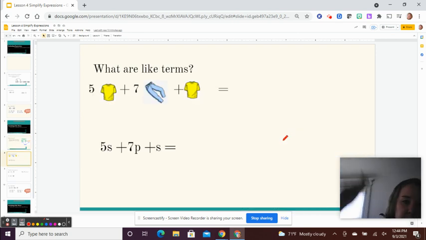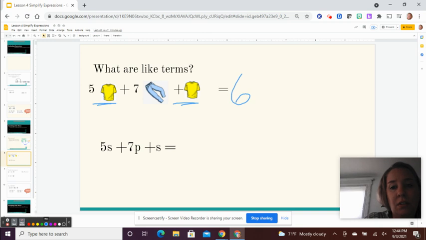Okay, so let's talk about this. We have 5 shirts, 7 pairs of pants, and then another shirt over there, right? That would leave us with 5 shirts and another shirt. That would leave us with 6 shirts. That's a shirt. And 7 pants. There's nothing changing about the pants.